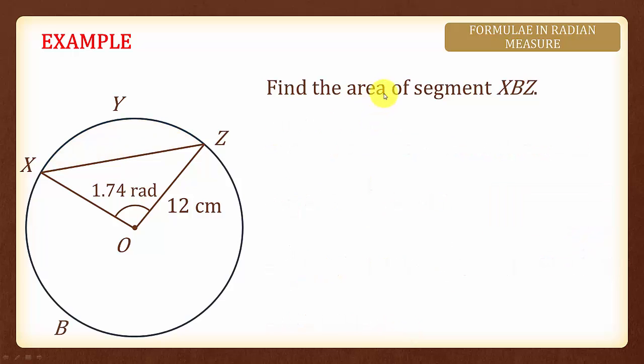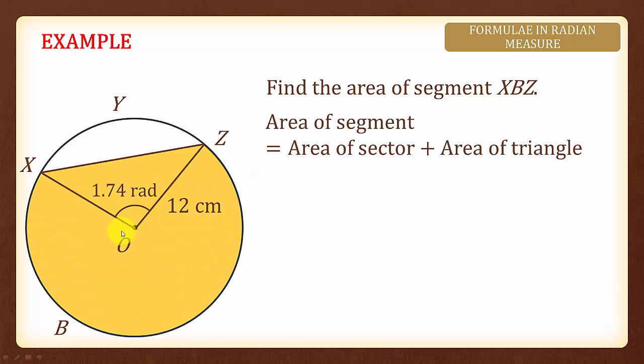How do we find the area of the major segment XBZ? We'll use the area of the major sector plus the area of the triangle. And since the angle is in radian mode, we will use half r square theta for area of sector. For the triangle, we will use half AB sine C. Now, what is the value of r, theta, A, B, and C? Yes, r will be 12 centimeters.